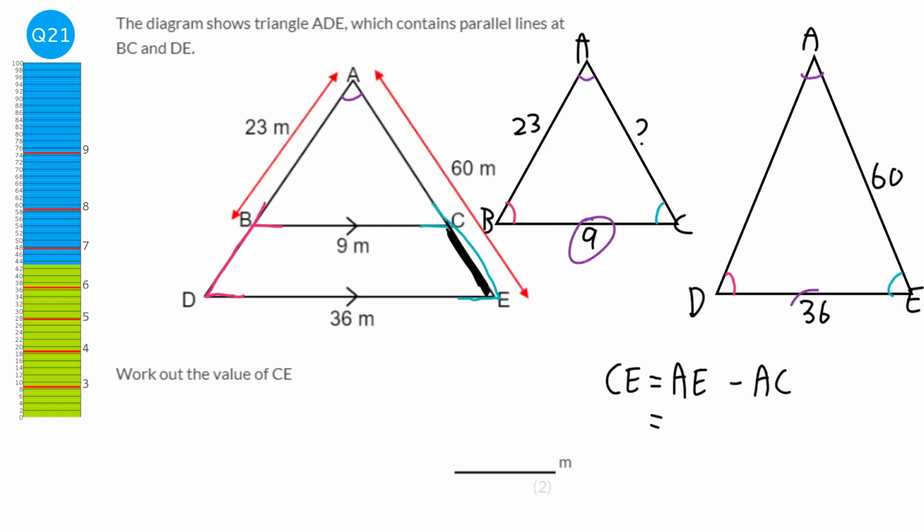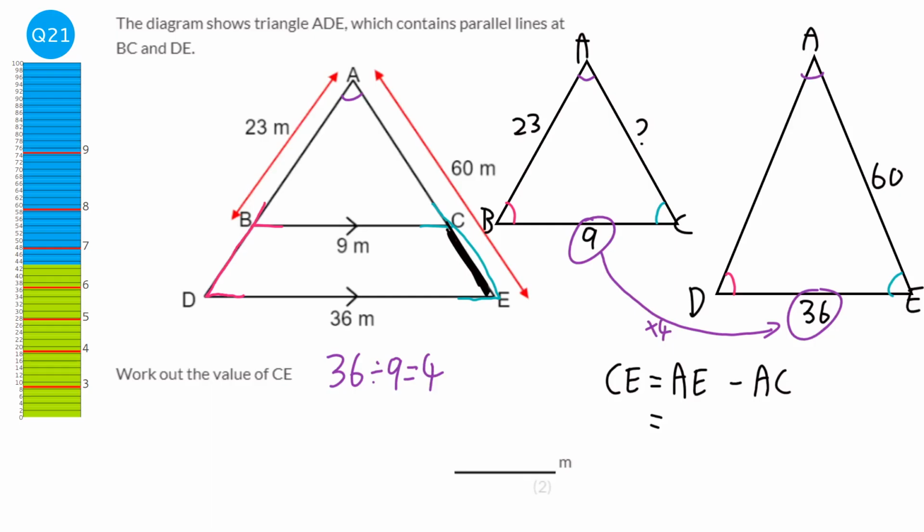So we need two corresponding lengths that we know both of them. So we've got the 9 and 36 here. Because these two triangles are similar, we know that we can work out what the scale factor is. And to work out the scale factor, you do big divided by small. So 36 divided by 9. And we work out that that is going to be 4. So we know we're going to have a scale factor of 4. So to get from the smaller triangle to the big one, we times it by 4.